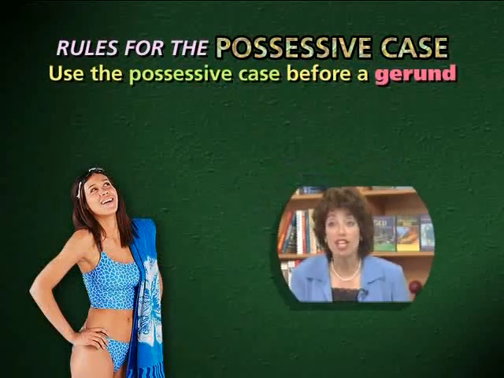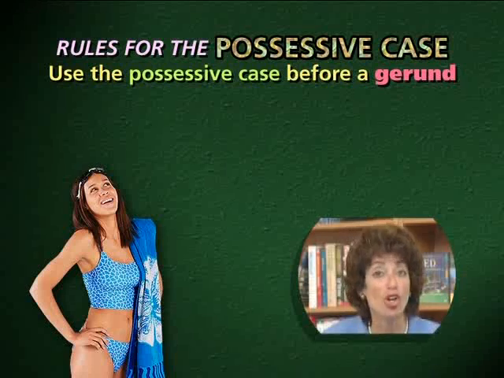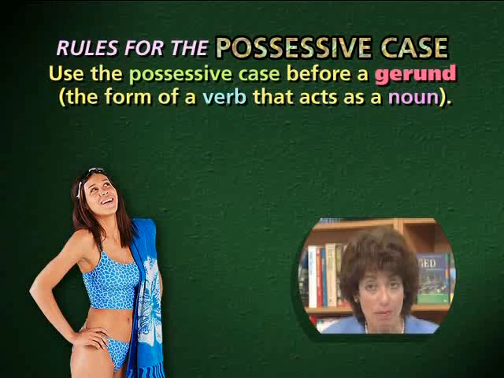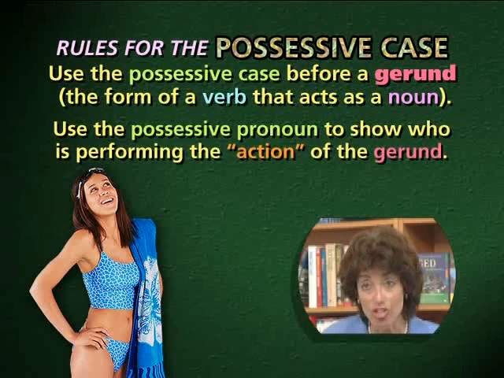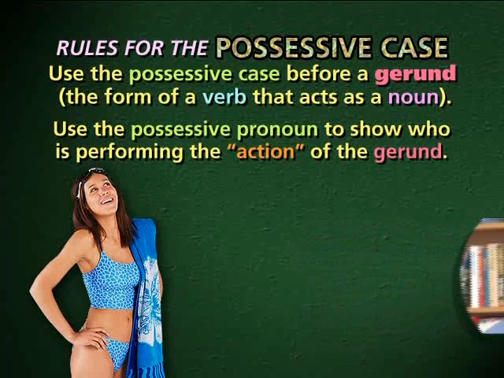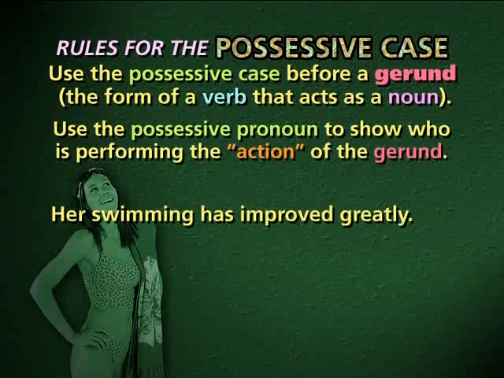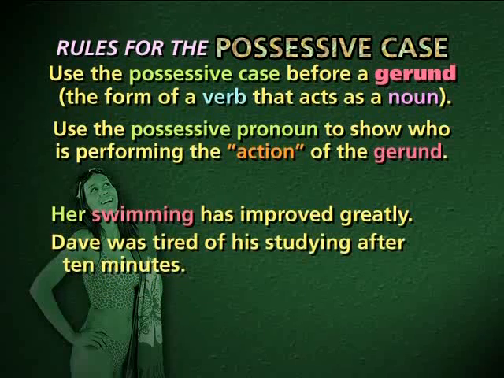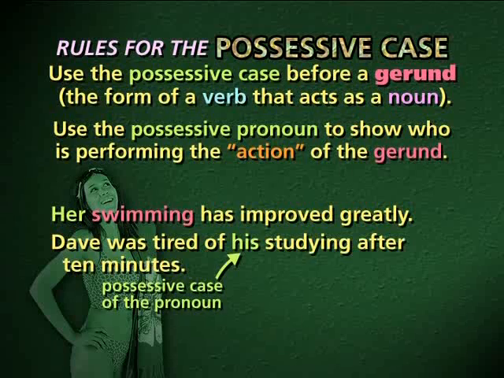You also use the possessive case before a gerund. Now, recall that a gerund is the form of a verb that acts as a noun. We use the possessive pronoun to show who is performing the action of the gerund. For example, her swimming has improved greatly. Her is the possessive case of the pronoun. Swimming is the gerund. Or we could say, Dave was tired of his studying after 10 minutes. His is the pronoun in the possessive case, and studying is our gerund.